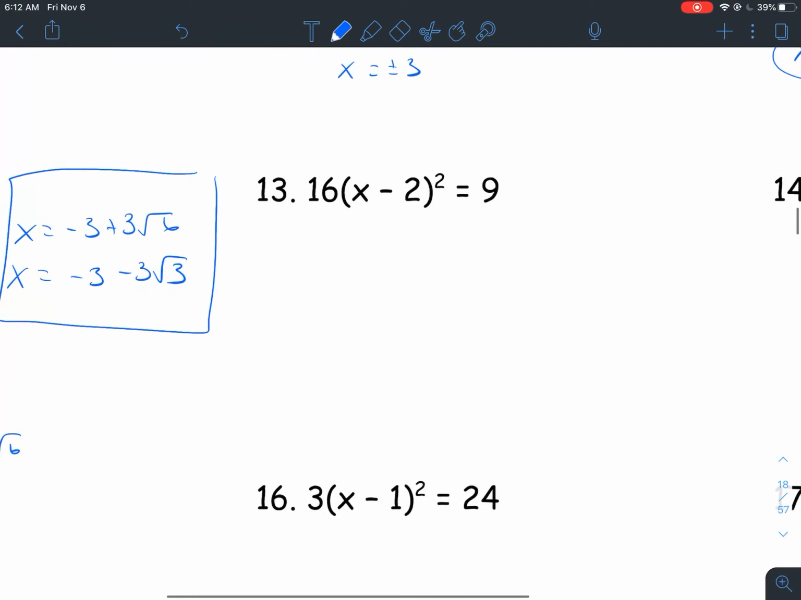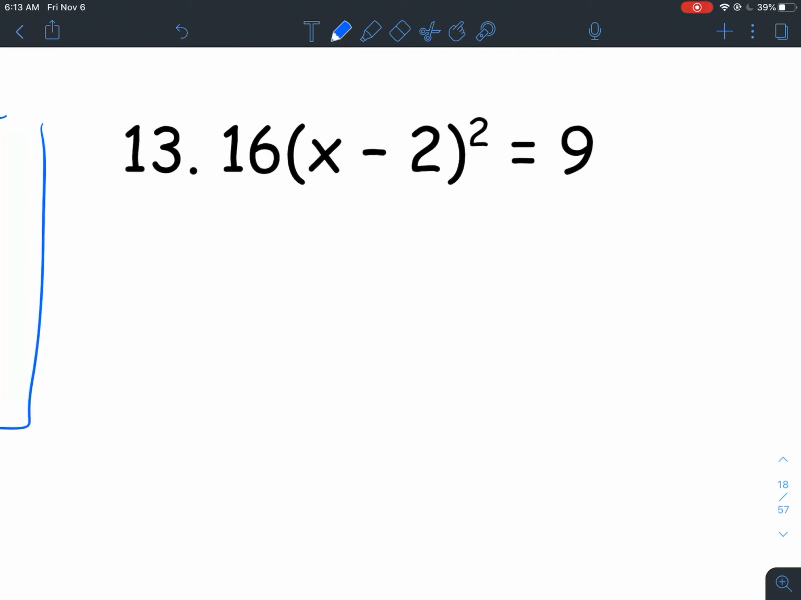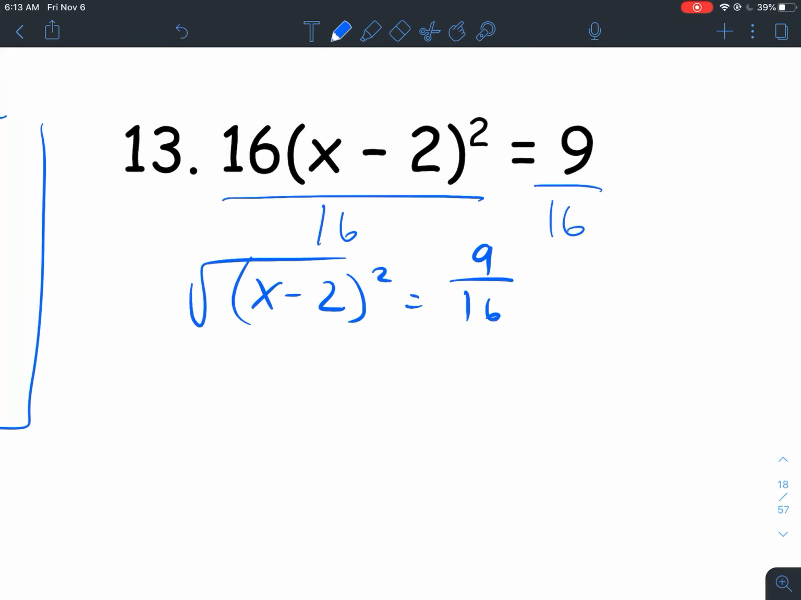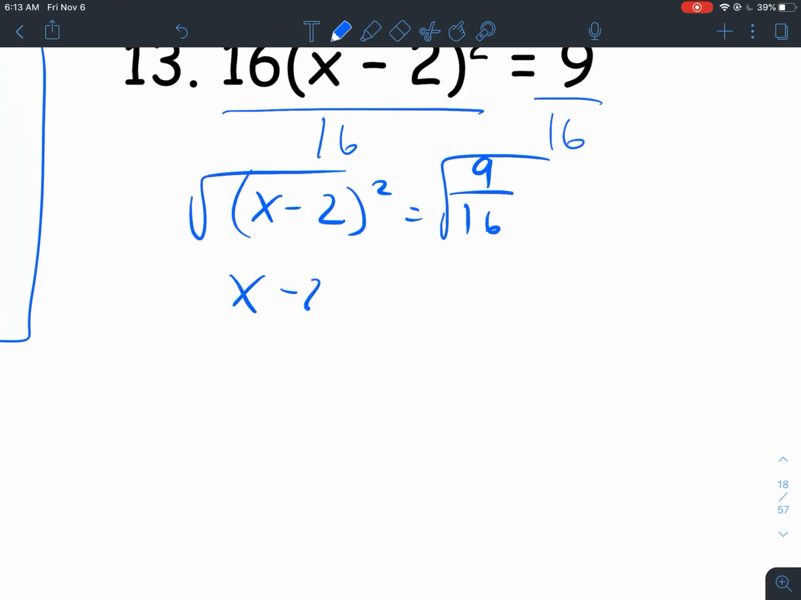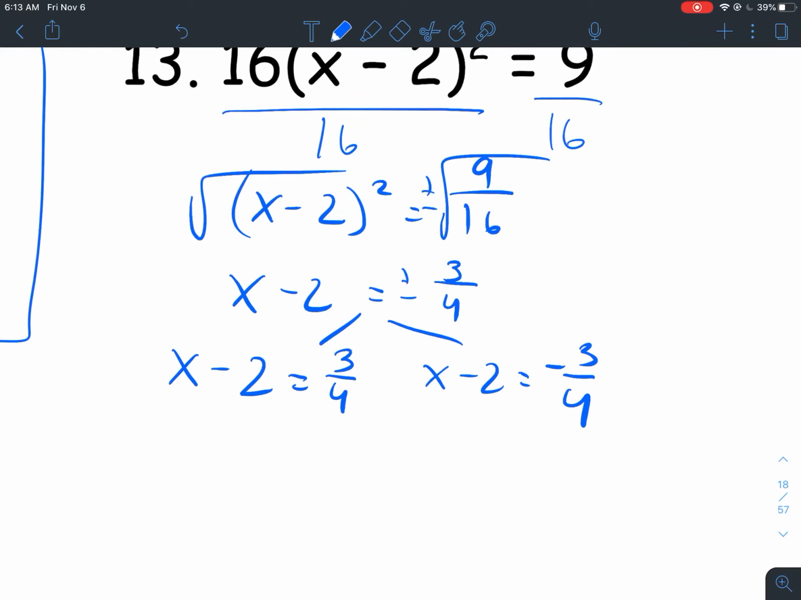All right, so for number 3, let's go ahead. Now, we notice how this guy is not by himself. You need to get whatever's being squared by itself. So we need to get rid of the 16. So now you've got x minus 2 squared equals 9 over 16. And now we can take the square root. So we get x minus 2 equals, and of course we got to do our plus minus. And this one you could actually just take the square root. It's very nice. You get 3 over 4. So we've got x minus 2 equals 3 over 4, and x minus 2 equals negative 3/4.